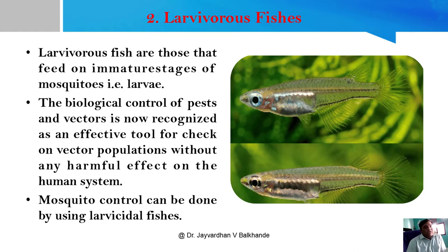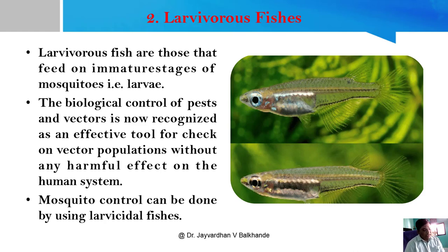Larvivorous fish are those that feed on immature stages of mosquitoes, that is, the larval stage of the mosquitoes. We know the biological control of pests and vectors is now recognized as an effective tool to check vector populations without any harmful effect on the human system. Mosquito control can be done by using larvicidal fishes.